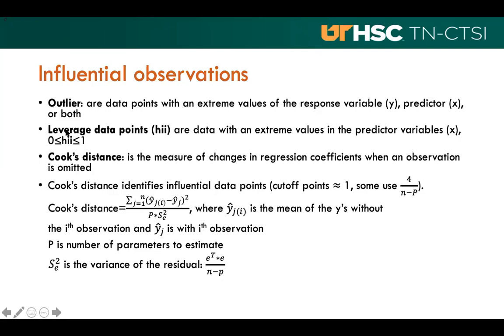There are different ways of examining whether we have outliers in our data in linear regression. Leverage data points are one way of examining extreme or influential observations. Leverage data points are the data points with extreme values in the predictor or x variable, and leverage ranges between 0 and 1. Another one is Cook's distance. Cook's distance is the measure of the changes in regression coefficients when an observation is omitted.